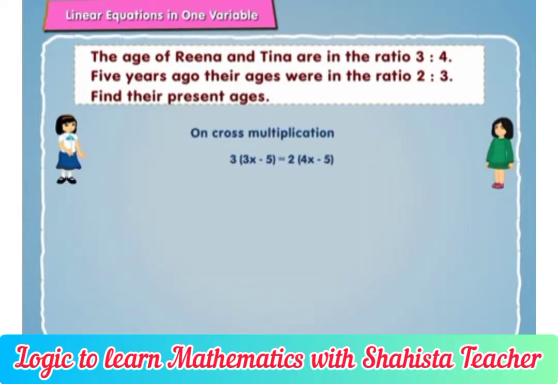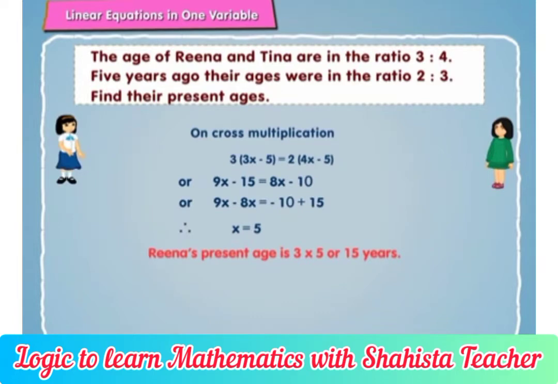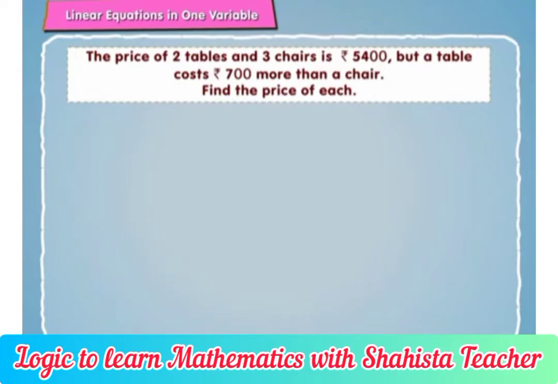On cross multiplication we get 3 times (3x minus 5) is equal to 2 times (4x minus 5). So 3 threes are 9x minus 3 fives are 15 is equal to 2 fours are 8x minus 2 fives are 10. Here 8x is positive, so minus 8x on both sides, and minus 15 becomes plus 15. After subtracting we get x is equal to 5. So Reena's present age is 3x, 3 multiplied by 5 is 15, and Tina's present age is 4 fives are 20. So Tina is 20 and Reena is 15.